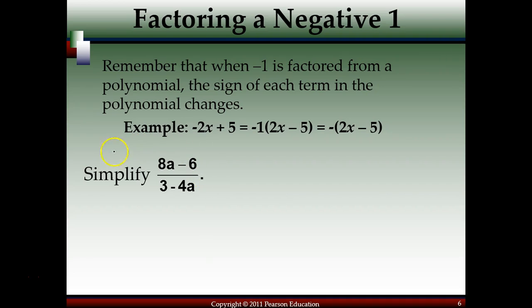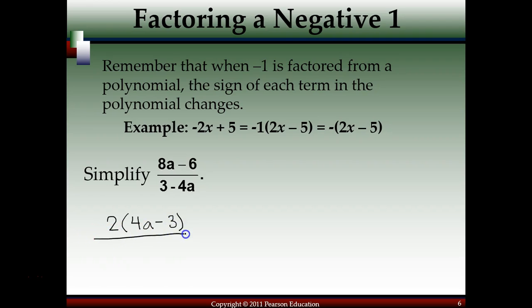All right, so this expression that I'm asking you to simplify requires us to factor out a negative 1 in the denominator. But first, let's factor the numerator. The greatest common factor in the numerator is 2, so let's take out a 2. Factor out 2, and what we're left with is 4a minus 3.